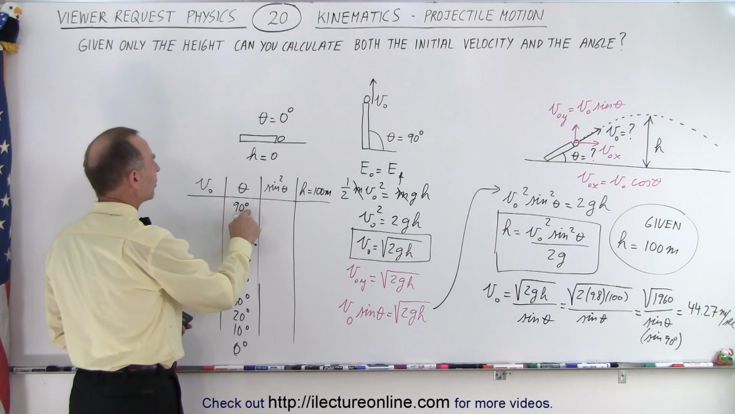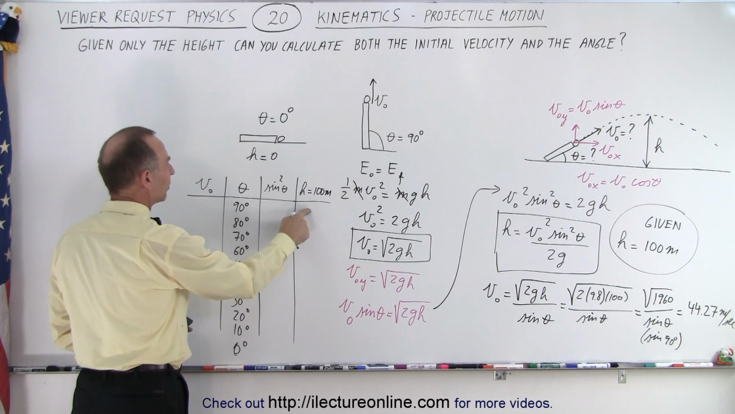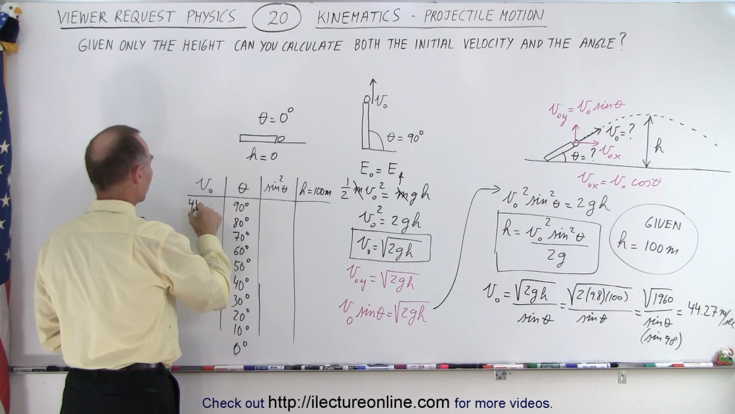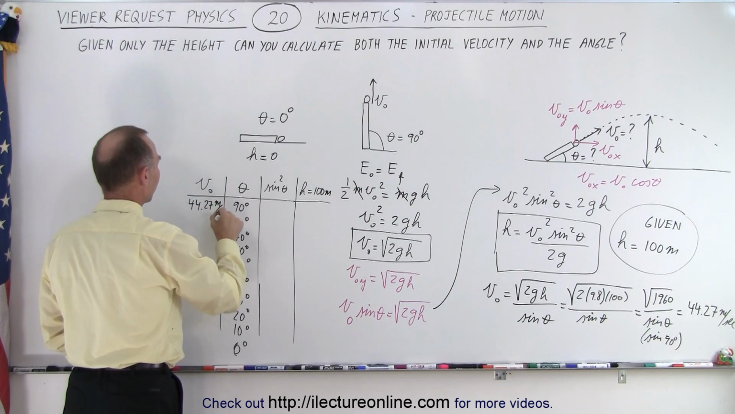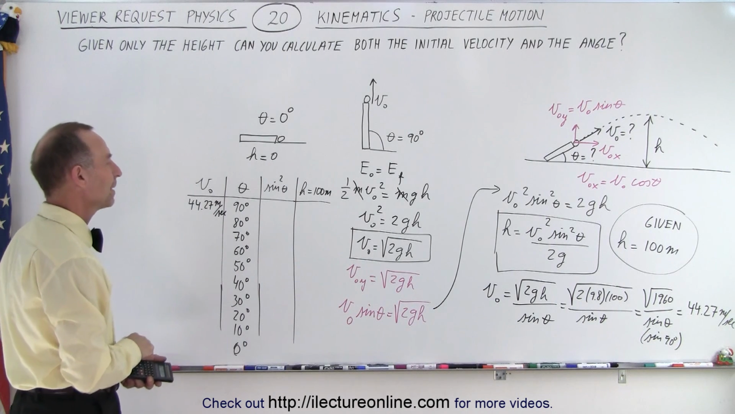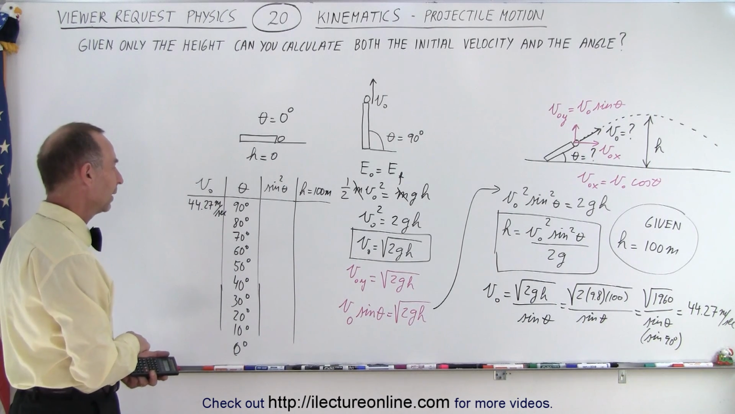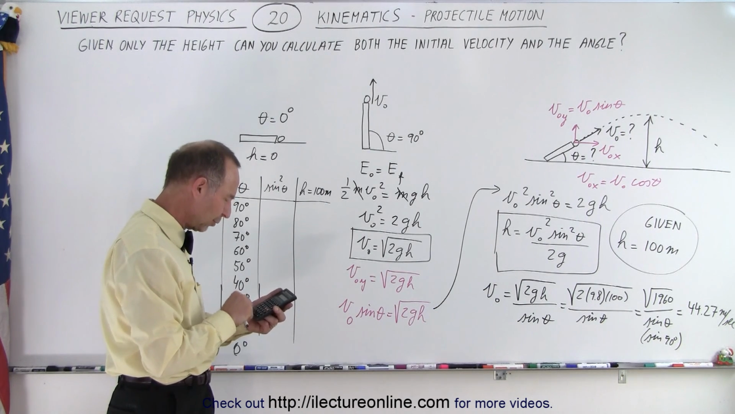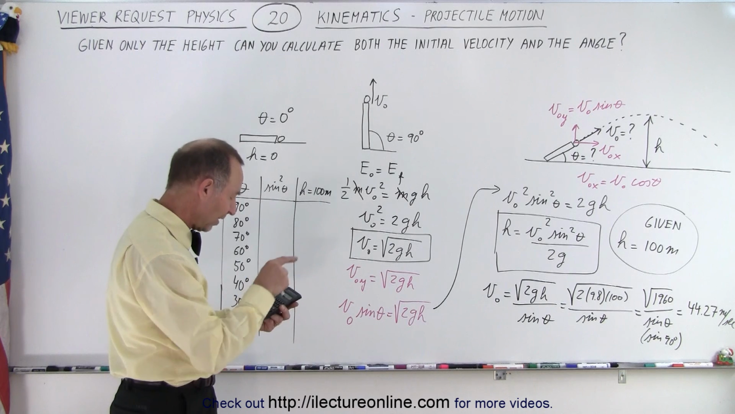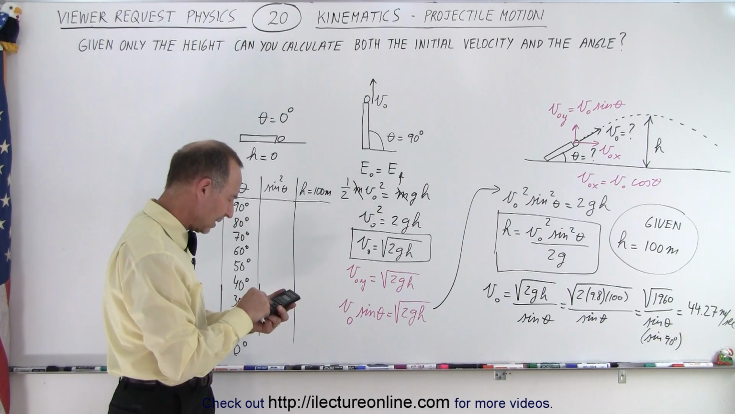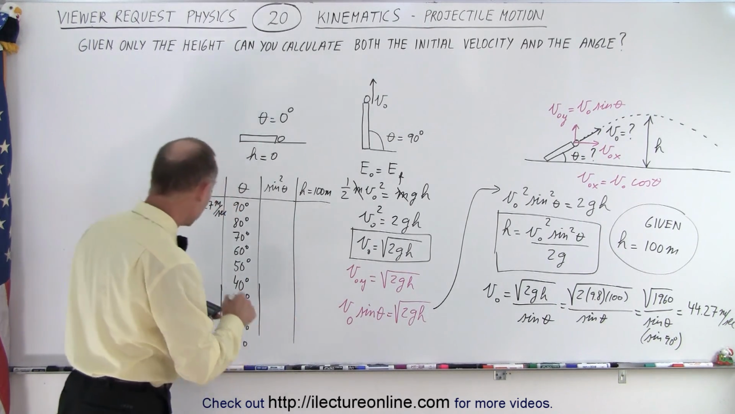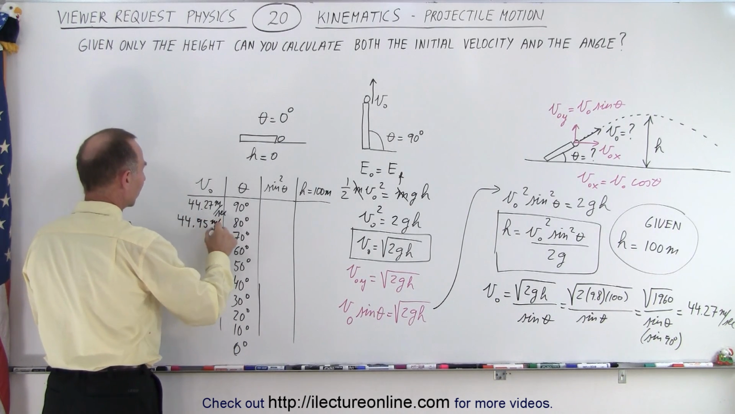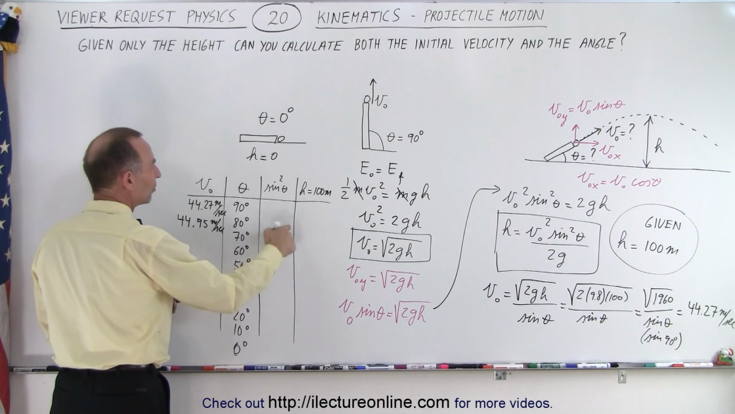If the angle is 90 degrees, to reach a height of 100 meters, we don't even need the sine squared. So that means the v sub naught is 44.27 meters per second, and then you reach a height of 100 meters. What if the angle is 80 degrees? Now we take 44.27, and we divide by the sine of 80. We take 80, take the sine of that, equals, and now we need a speed of 44.95 meters per second.